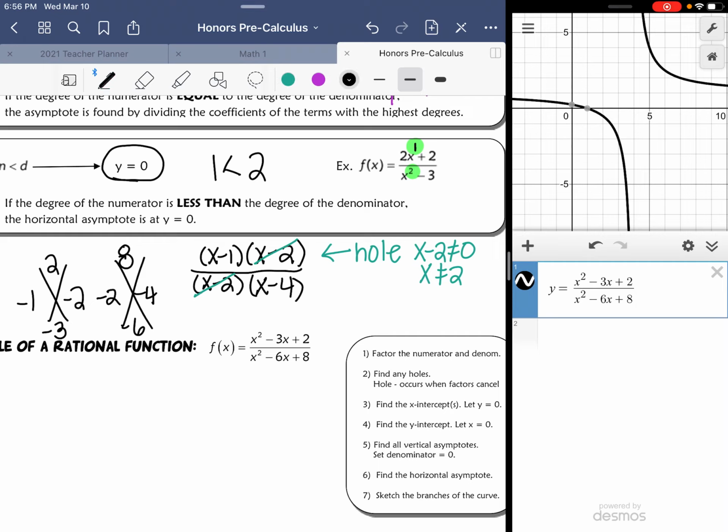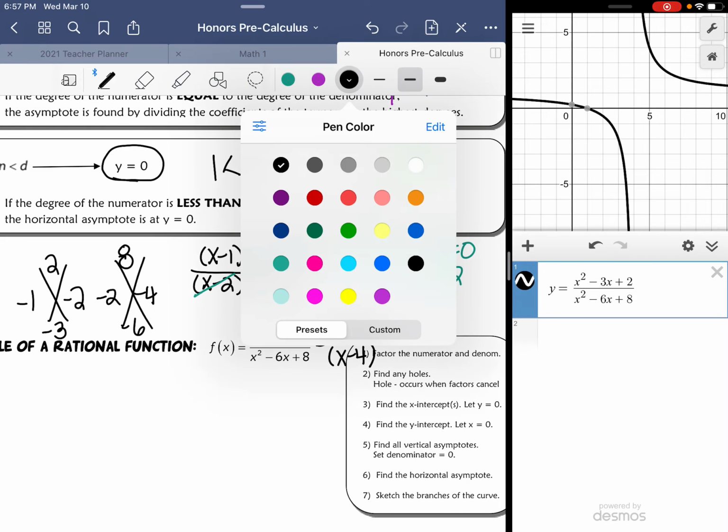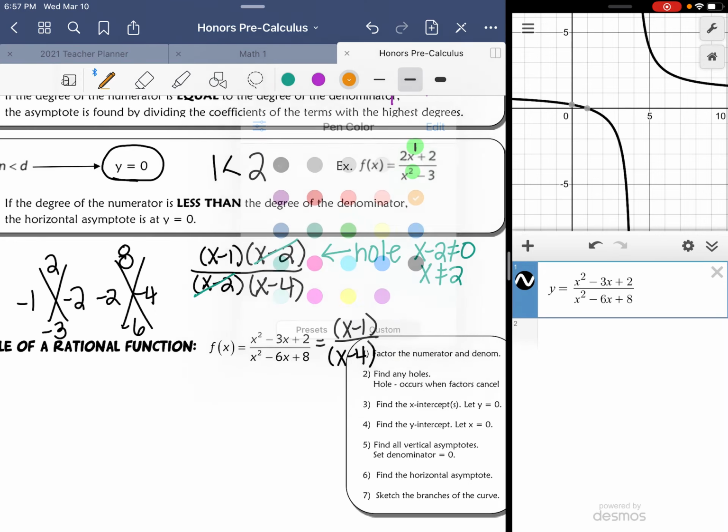Now, what does that mean as far as the whole thing? So if I actually finish factoring this, this would be x minus 1 over x minus 4. All right. So the first thing I did here, and I'm going to label this so that we can see each step that we're taking here. So the first step is I factored. Then we found the hole. So the hole here, step 2.